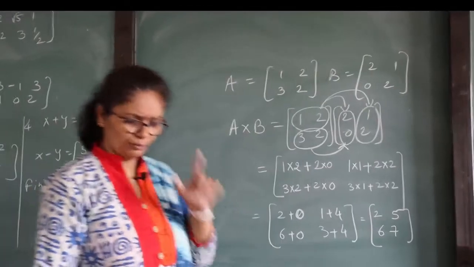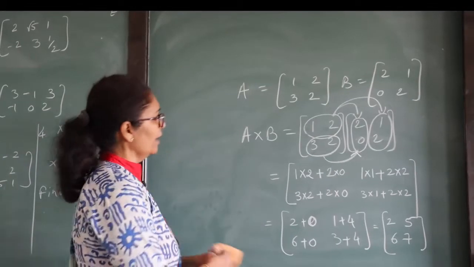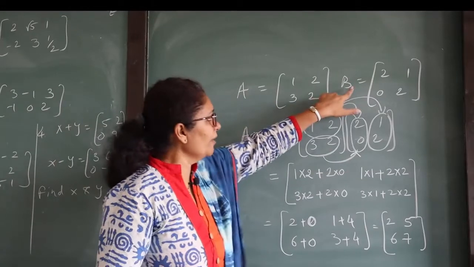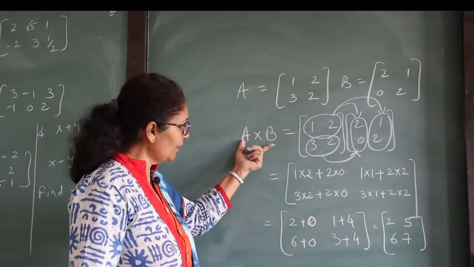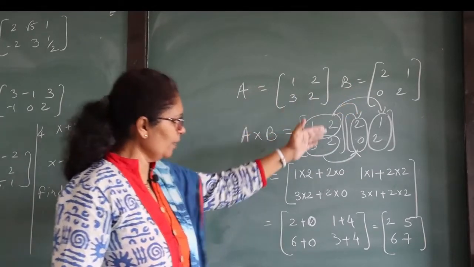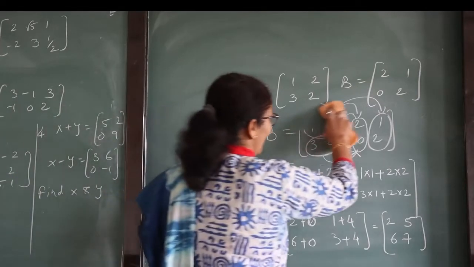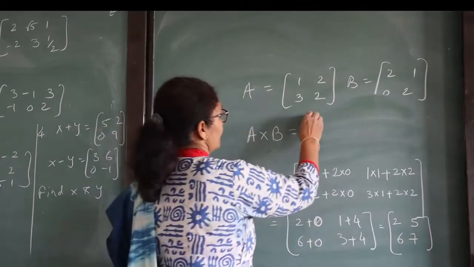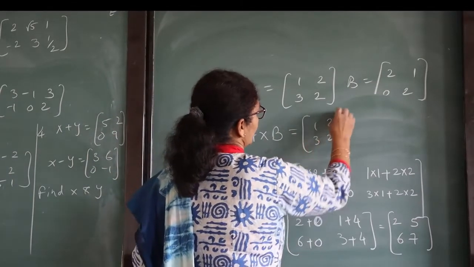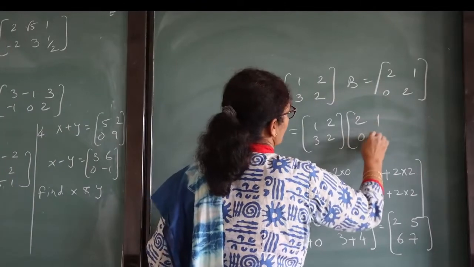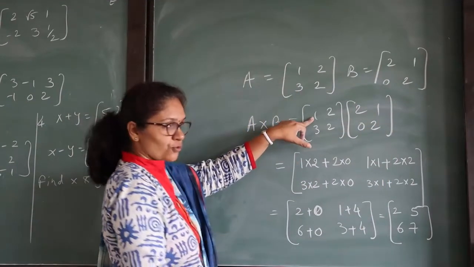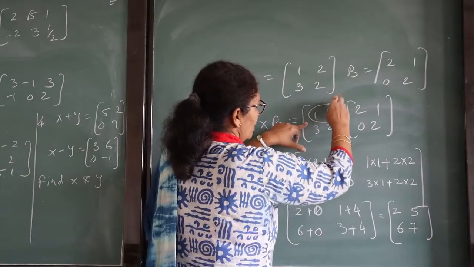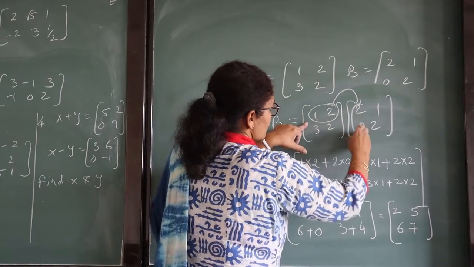Let's revise it one more time because this is the most important part of our chapter. We are given two matrices A and B, and we want to multiply them. Here you cannot multiply directly, so I show this part again. How can we multiply it? Let's see: 1 2 3 2, then 2 1 0 2. I started with the first row and multiplied it with the first column. So these two elements will be multiplied with this 2 and 0.